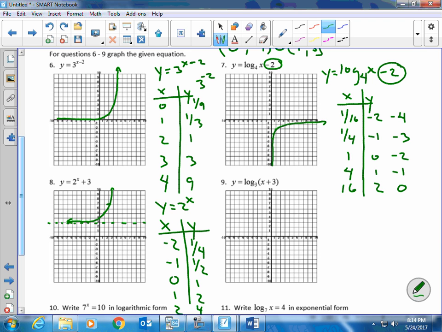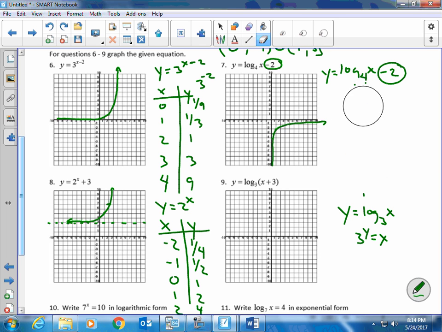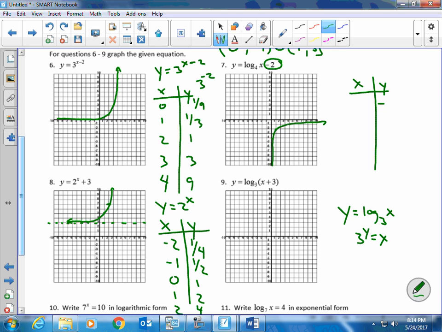I'll make the same table as I had above. I'm looking at just y equals log base 3 of x. Forget the plus 3 for a second. I'm going to make a table of 3 to the y equals x. Okay, I'm going to get rid of this so I can see my table better. So now I have numbers plugged in for y: negative 2, negative 1, 0, 1, 2.